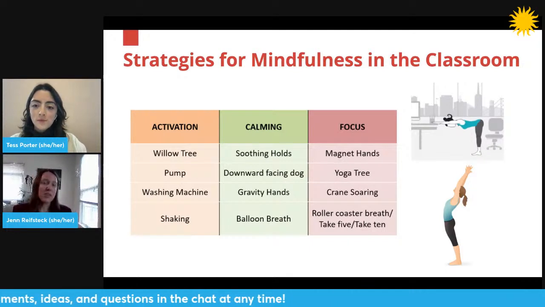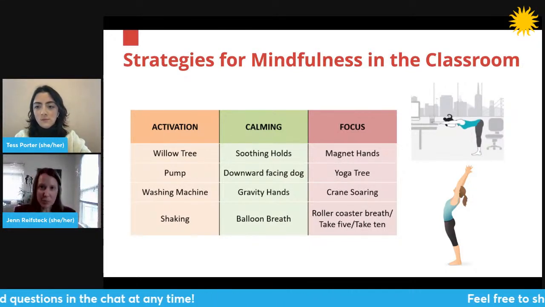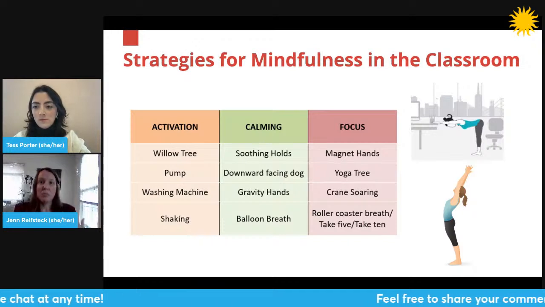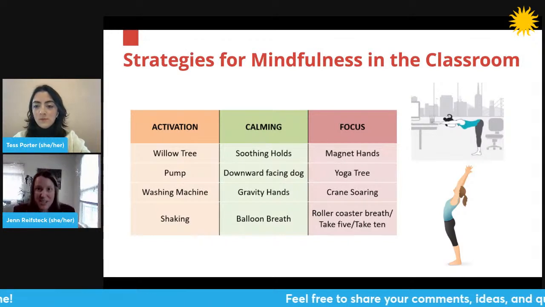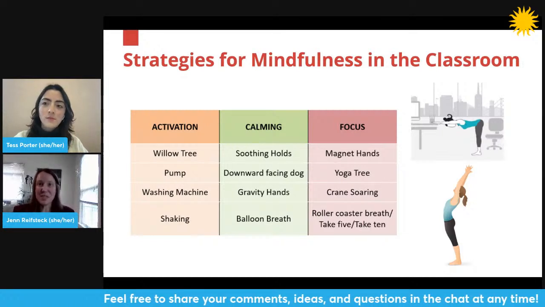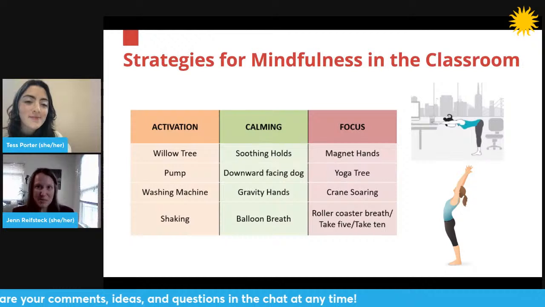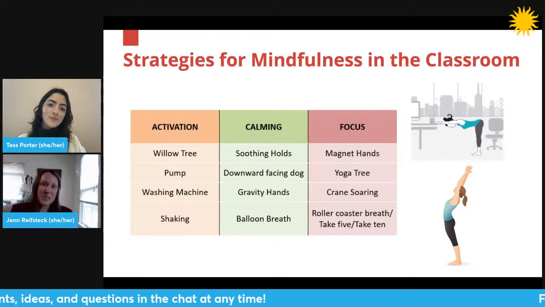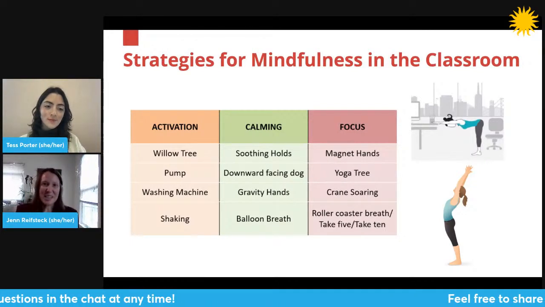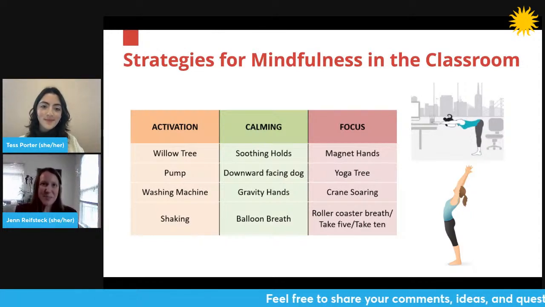You can start with them in the calming postures and move them to the activation postures and movements, and then move into focus. So you can see you always want to start with the energy level with your students, and move it to the place you want to get them ready to learn and focused.